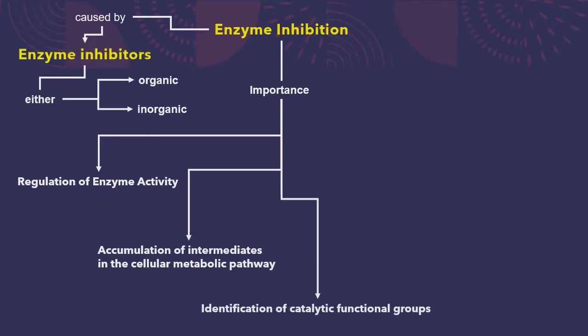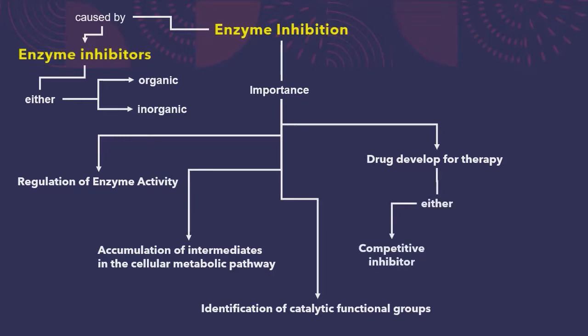And another one is identification of the catalytic functional group. So inhibition is also made use of in this type of process. And also in the development of a drug for therapy, this is either making use of a competitive inhibitor as a type of drug, or a suicide inhibitor as another type of drug.